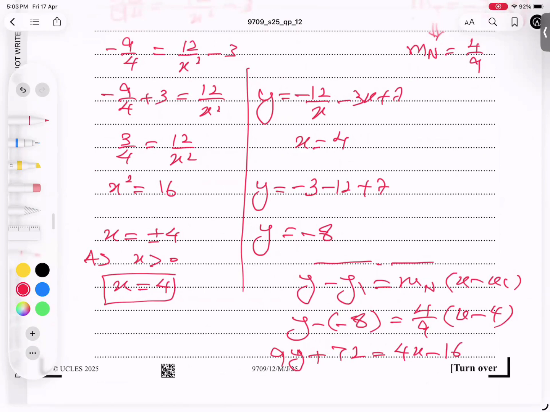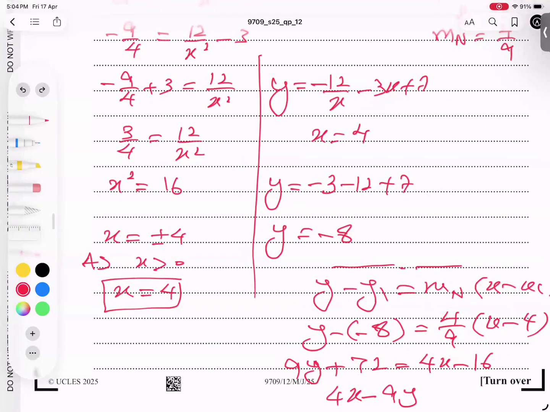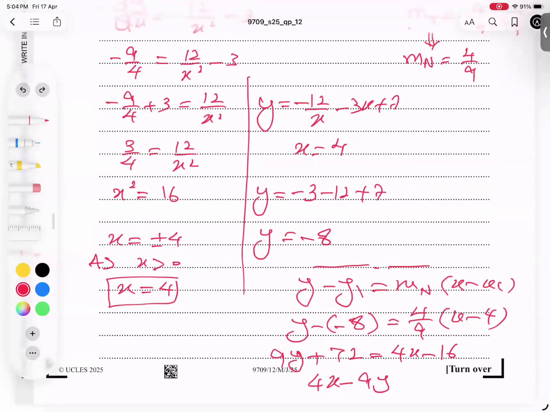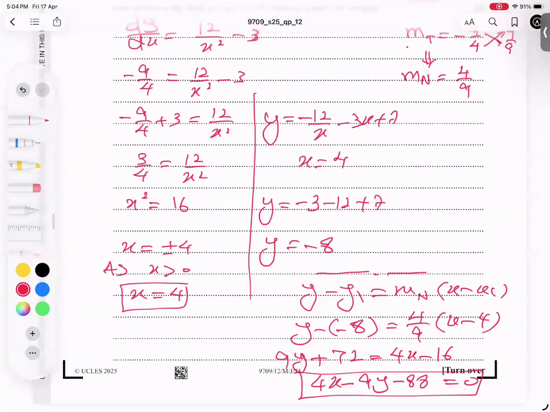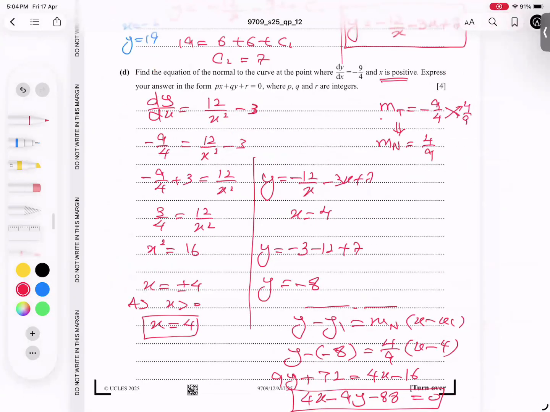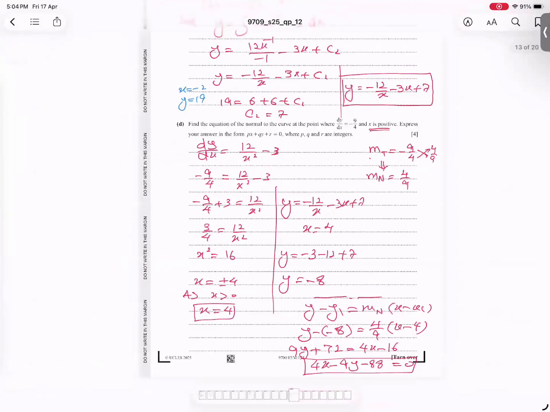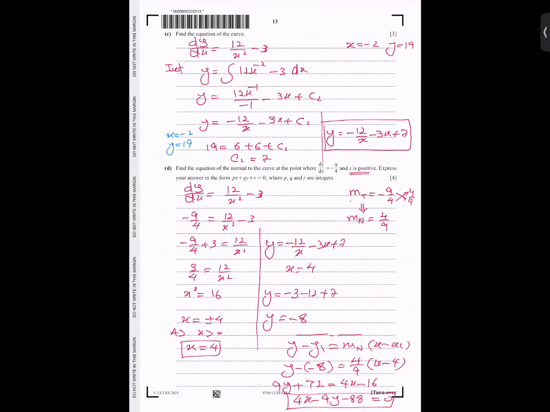rearranging, I'm getting here: first, I'm writing the 9y because he said y before. I bring all values to the right hand side. So 4x, negative 9y, and this will add, so it becomes 16 plus 72, 88. So I'm getting 4x minus 9y minus 88 equals 0, or 0 on the other side, no problem at all. This is our equation. And he was asking to get a special form. I hope the concept of this question is very clear.